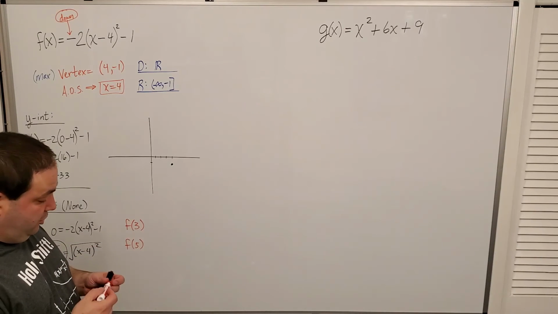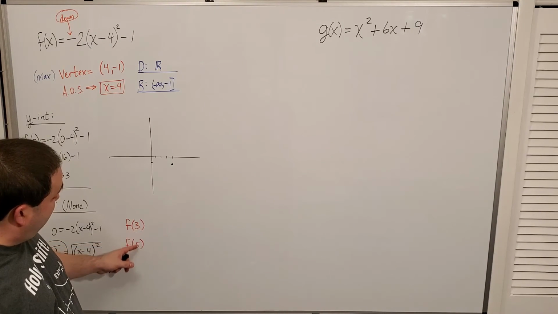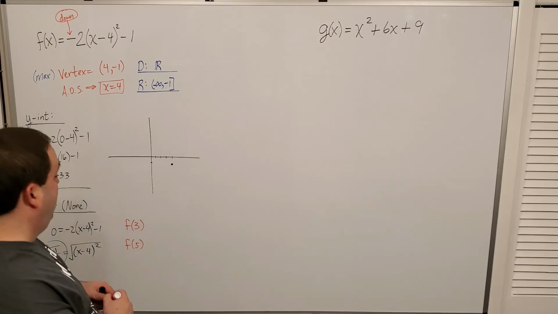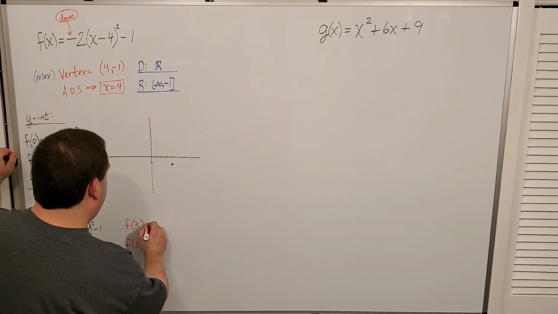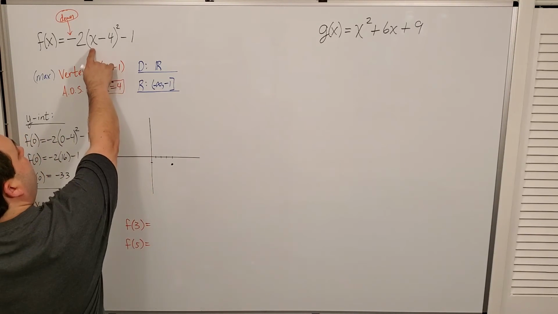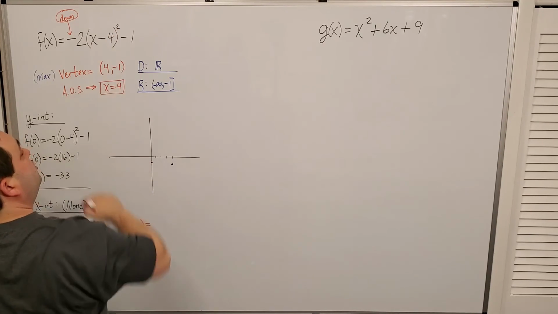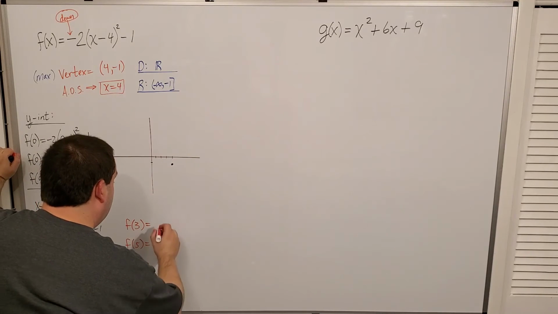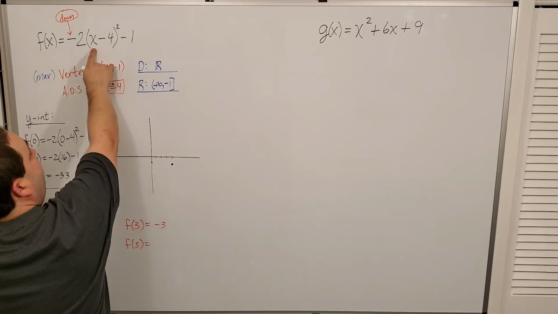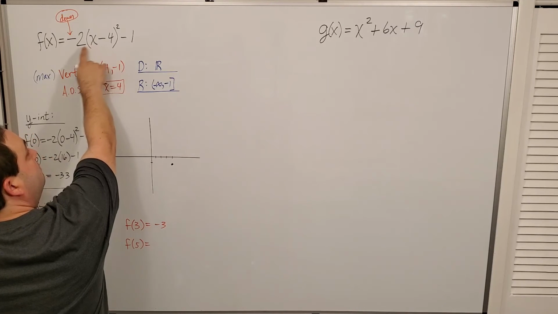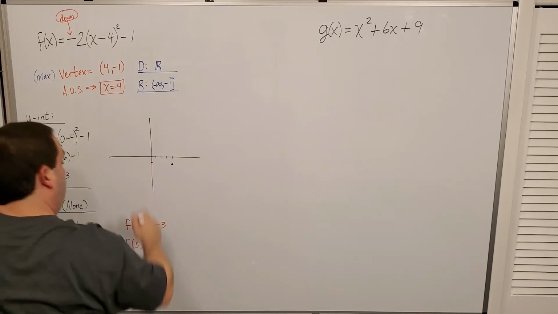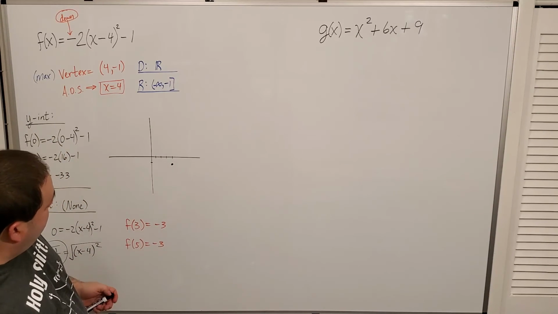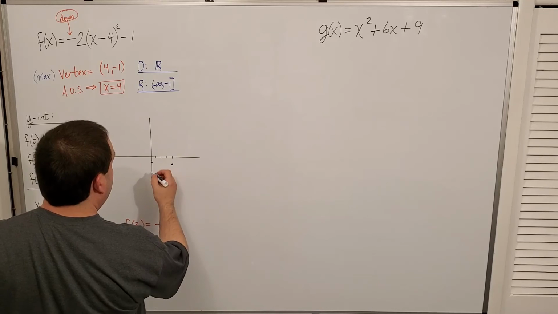But again, it's a symmetric shape, right? Since those are 1 on each side, these two output values should be the same. If they're not, then you might want to double check. So f of 3, 3 minus 4 is negative 1, squared is 1. I'll get negative 2 minus 1, negative 3. 5 minus 4 is 1, squared is 1, times negative 2 is negative 2, minus 1 is negative 3. So if I plug those in and get that extra bit of information, that can help too.